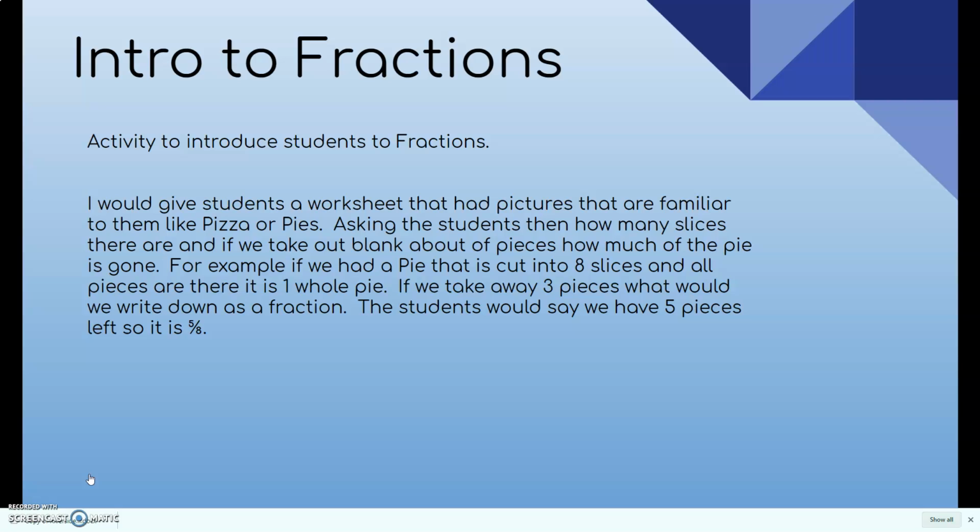pie is gone. For example, if we had a pie that is cut into 8 slices and all pieces are there, it is one whole pie. If we take away 3 pieces, they would have to write it down as a fraction. The students would say, we have 5 pieces left, so it is now 5/8 of a pizza.